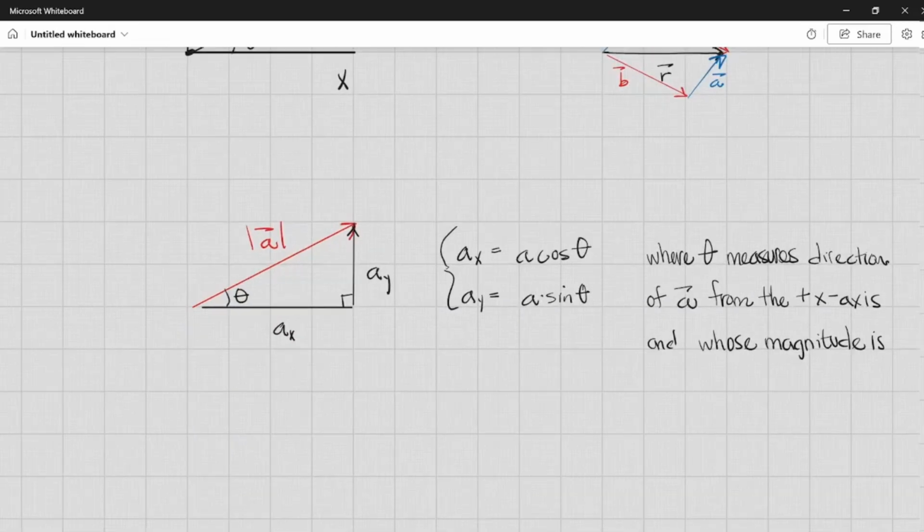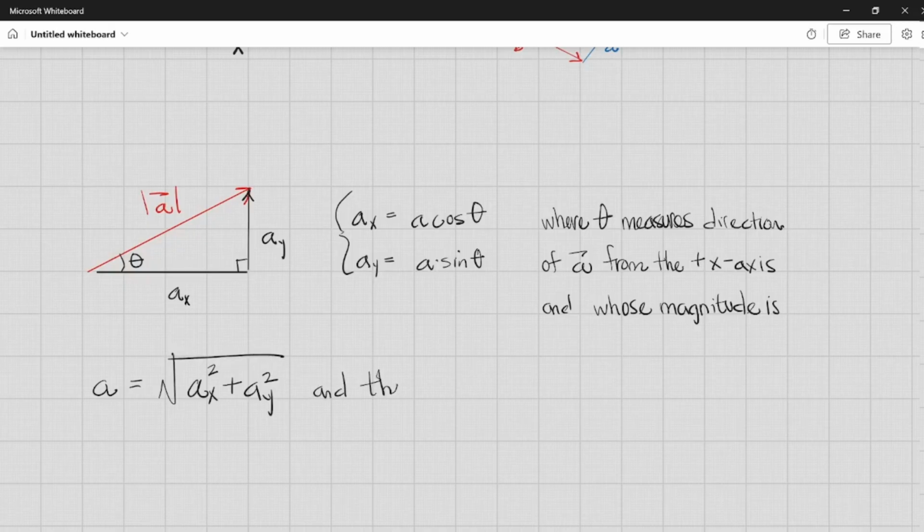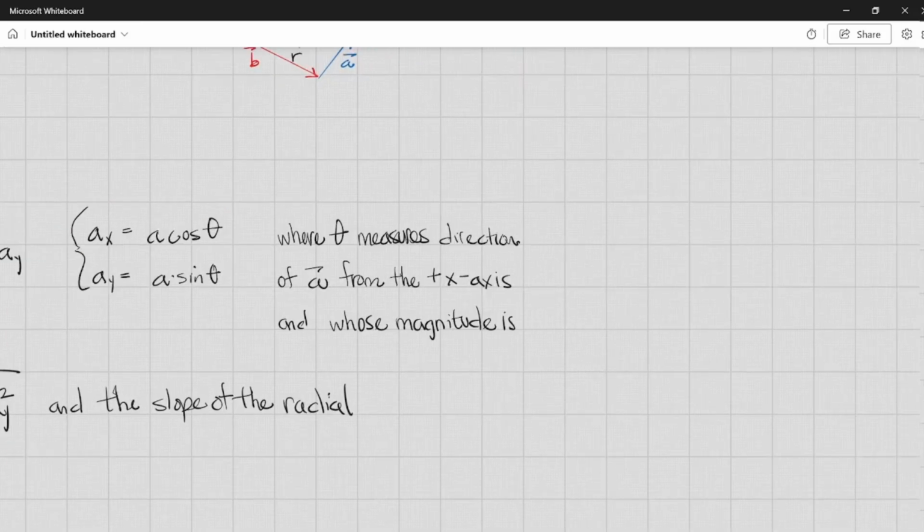We can calculate the magnitude by evaluating the square root of the sum of the squares of the individual components. And the slope of the radial vector is given by this inverse tangent relationship.